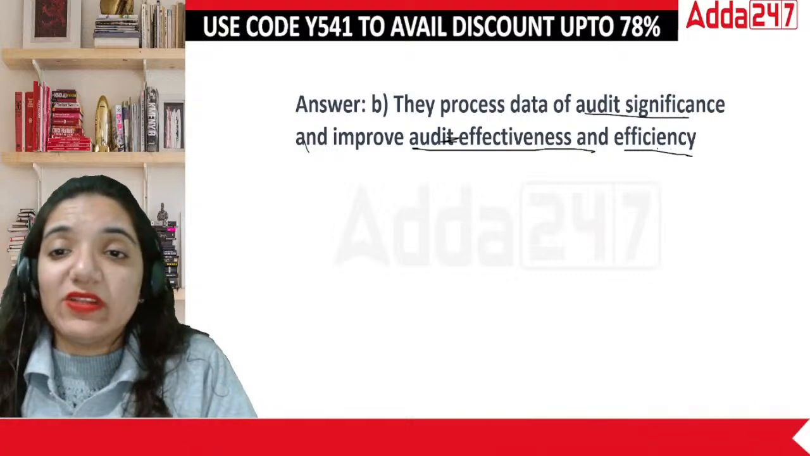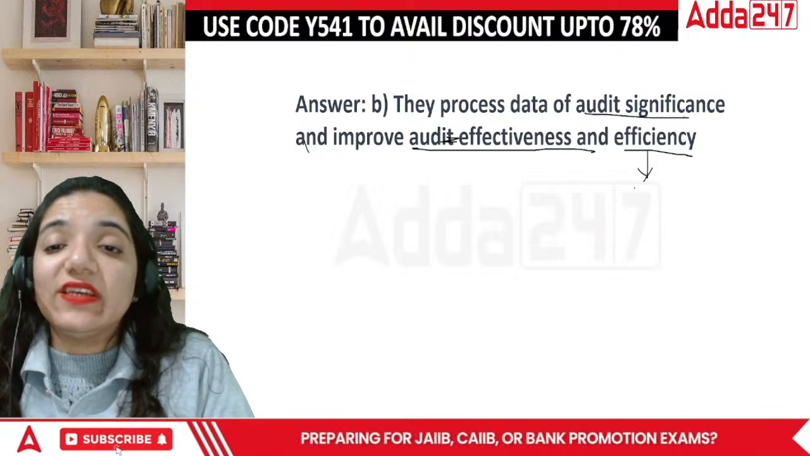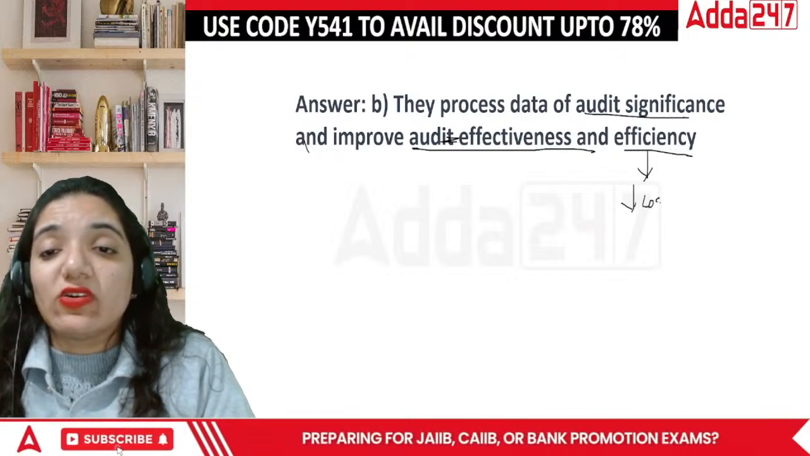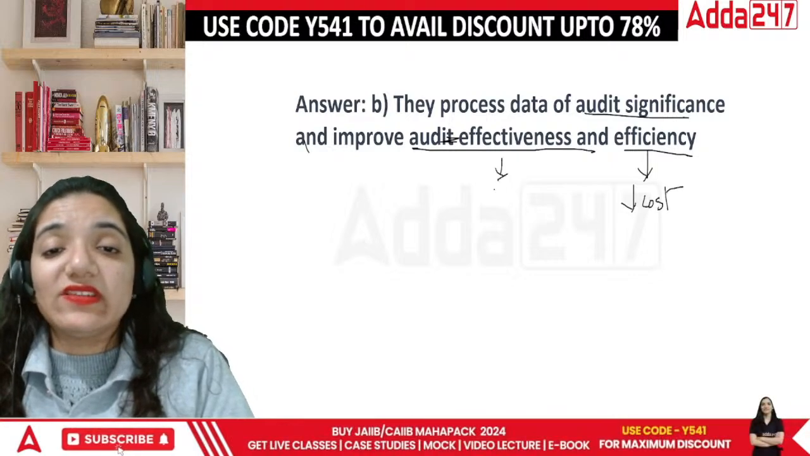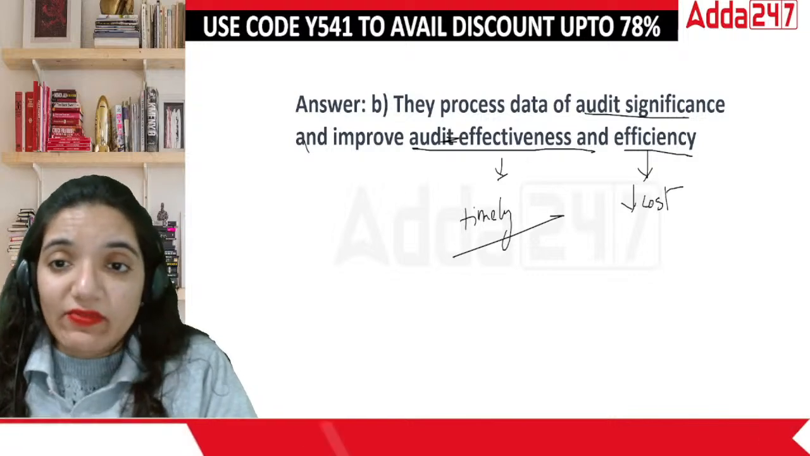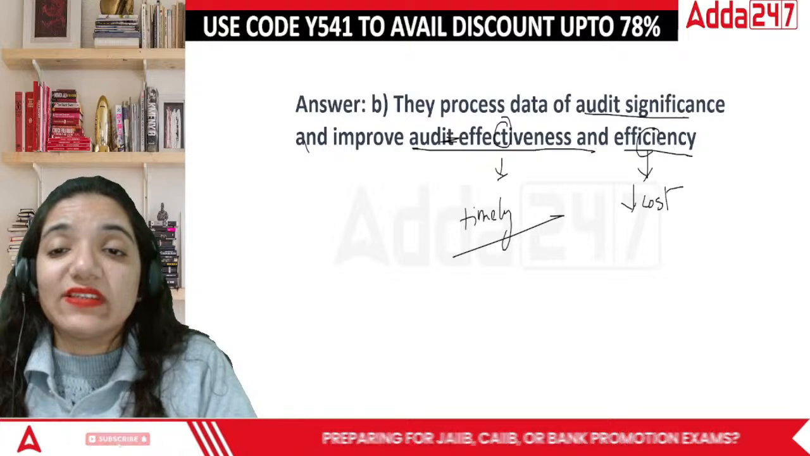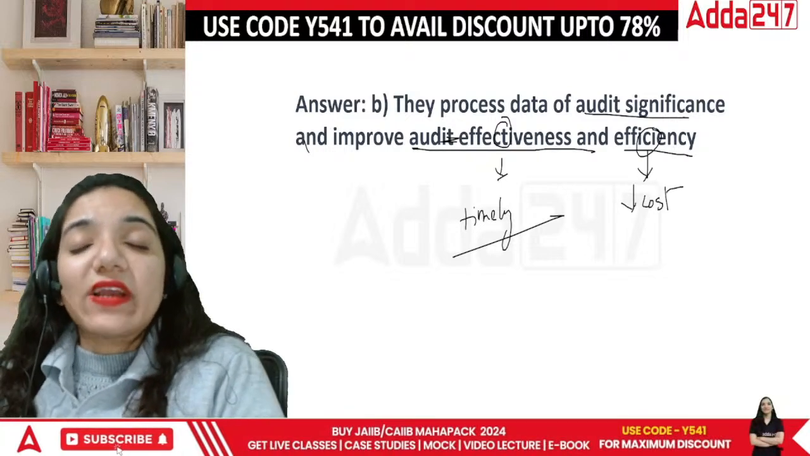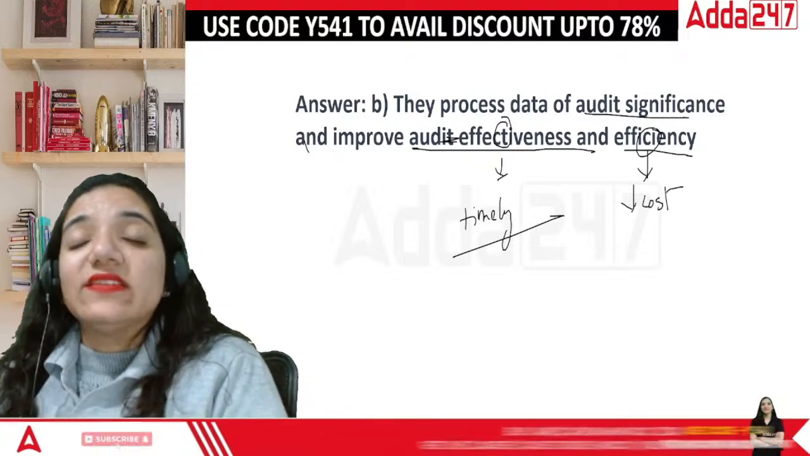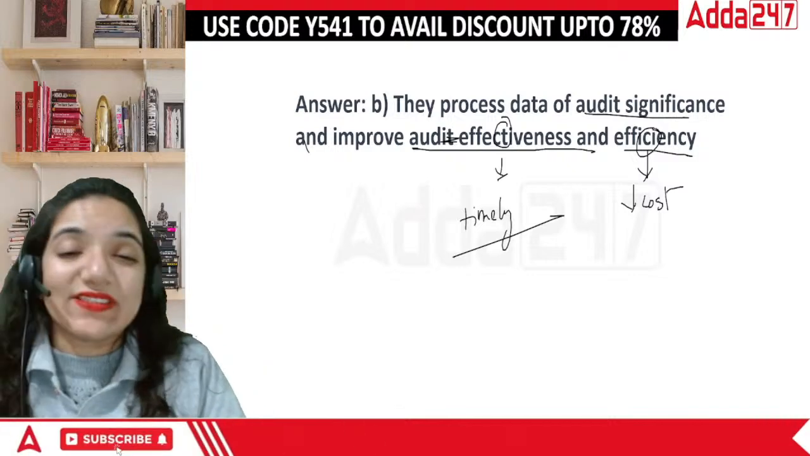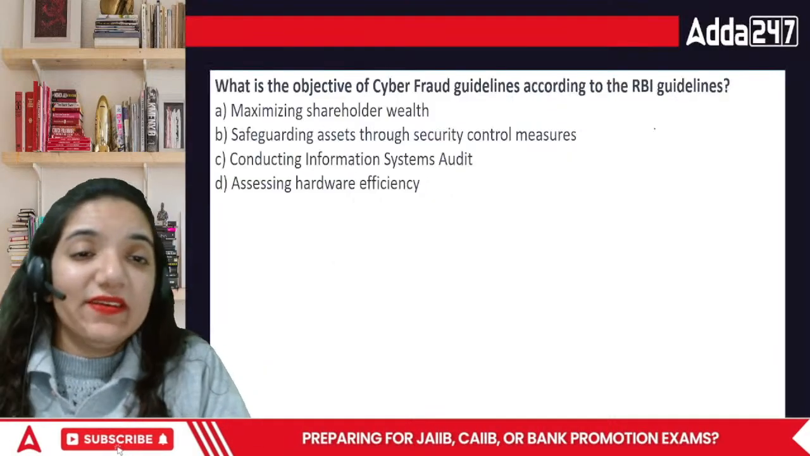What's the difference between the two? Efficiency is to reduce cost and effectiveness is to do the work timely. How do we remember the difference between the two? There comes the T, there comes the C. So effective is time and efficiency is cost. Done, everyone?